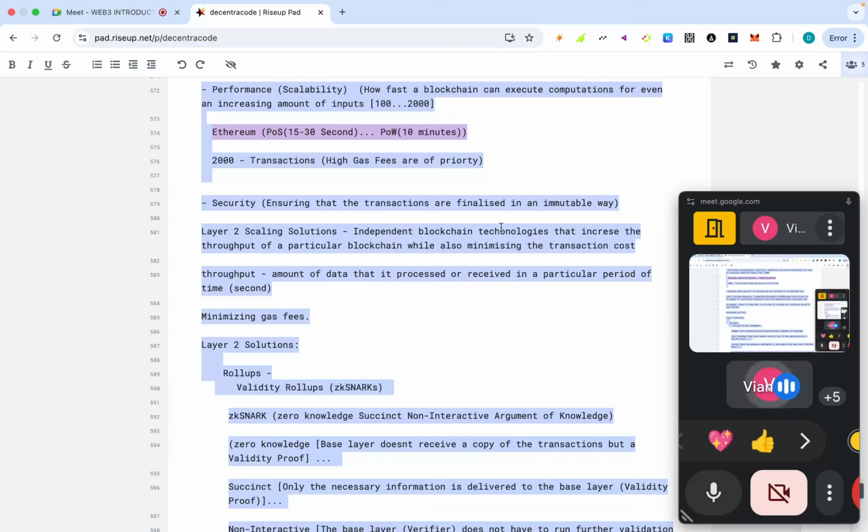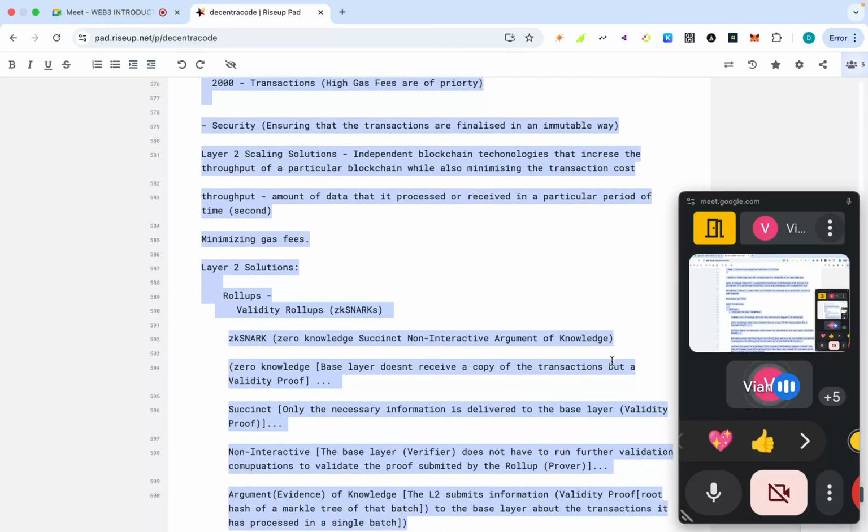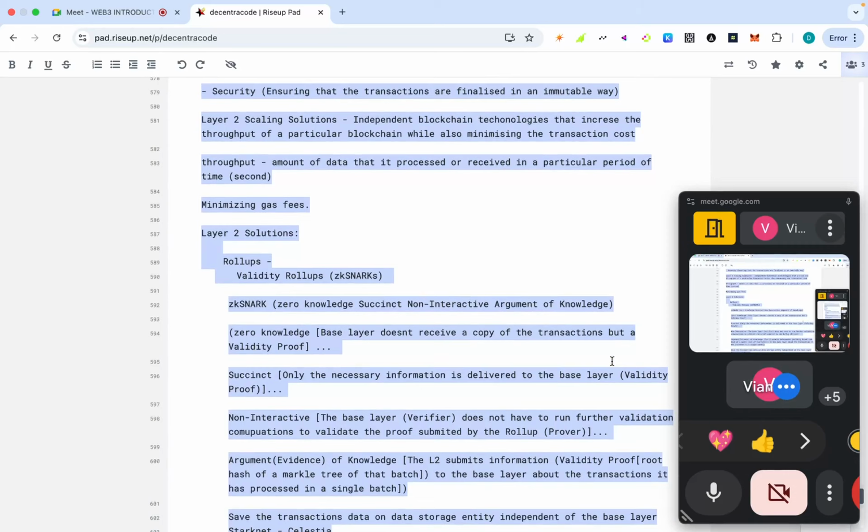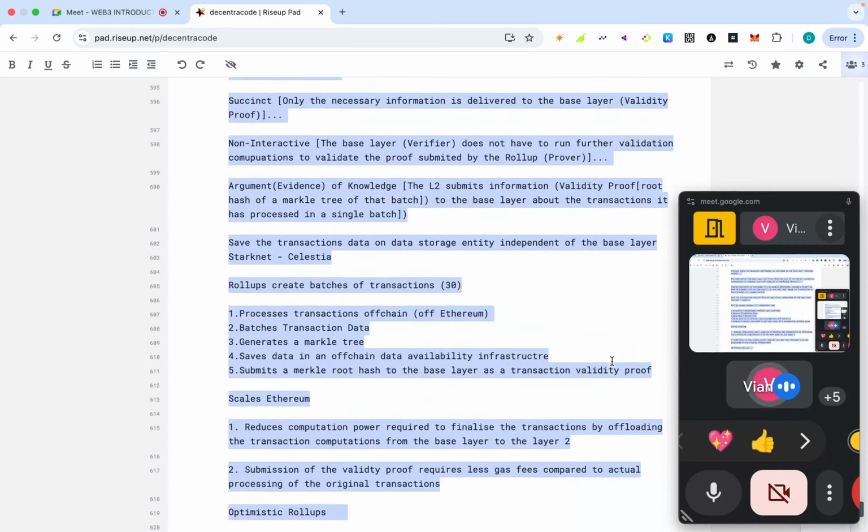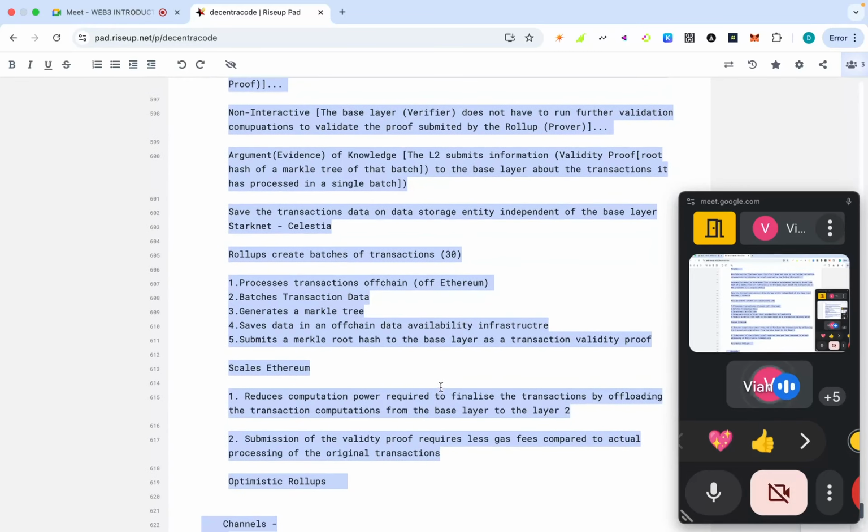So independent blockchain technologies that increase the throughput of a particular blockchain. Throughput is simply the amount of information that is going through a particular computing service or computing infrastructure in a particular second, typically. So the throughput increases and the gas fees decrease, like we've seen. Deploying a proof is much cheaper than running actual transactions. So that is how a ZK snark operates, essentially.